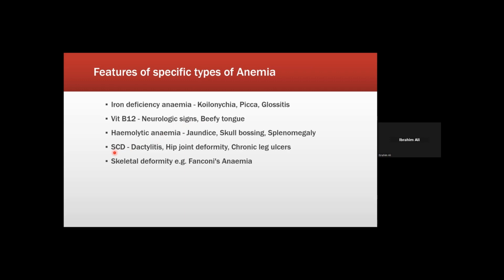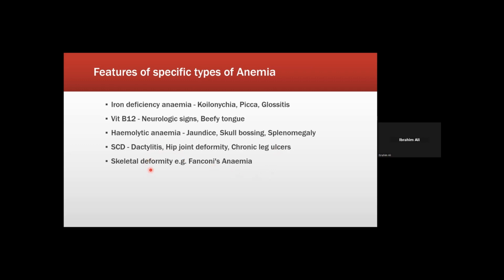For sickle cell disease or anemia, you can have dactylitis, where your fingers or hand will be inflamed. You can have hip joint deformities, chronic leg ulcers, and also what we call acute chest syndrome. Most sickle cell patients have this, with a vaso-occlusive crisis, especially when they get a small infection. The patient will have severe chest pain. That is an emergency and needs to be worked on faster.